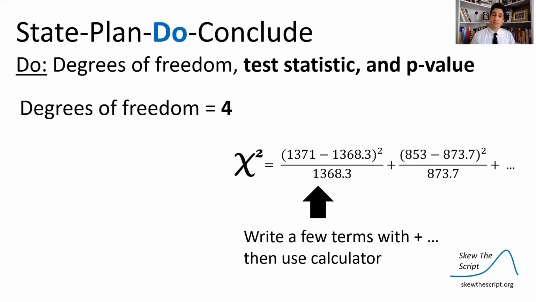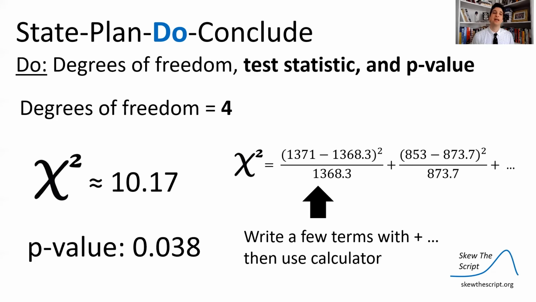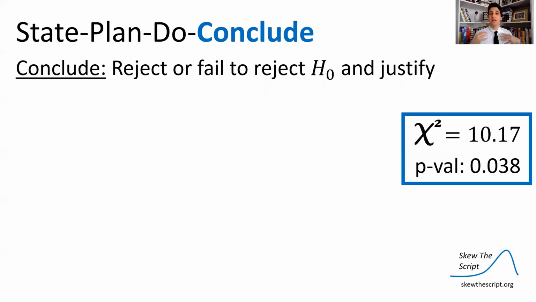Now, in order to show my work, I'm going to write in a couple of the chi-squared terms, expected minus observed squared over the expected, just to show that I know my work. But then I'm going to do plus, dot, dot, dot, and write in what my calculator gives me: chi-squared of 10.17 with a p-value of 0.038. It's a small p-value. So let's conclude.